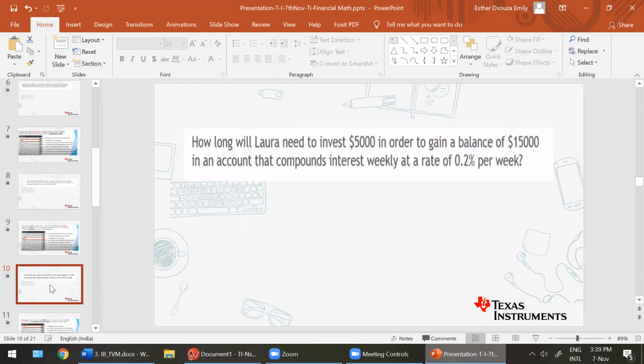Next, go ahead and type this one out. Be alert, this is per week. I've already drawn your attention to per week. How long will Laura need to invest $5,000 in order to gain a balance of $15,000 in an account that compounds interest weekly at a rate of 0.2% per week?